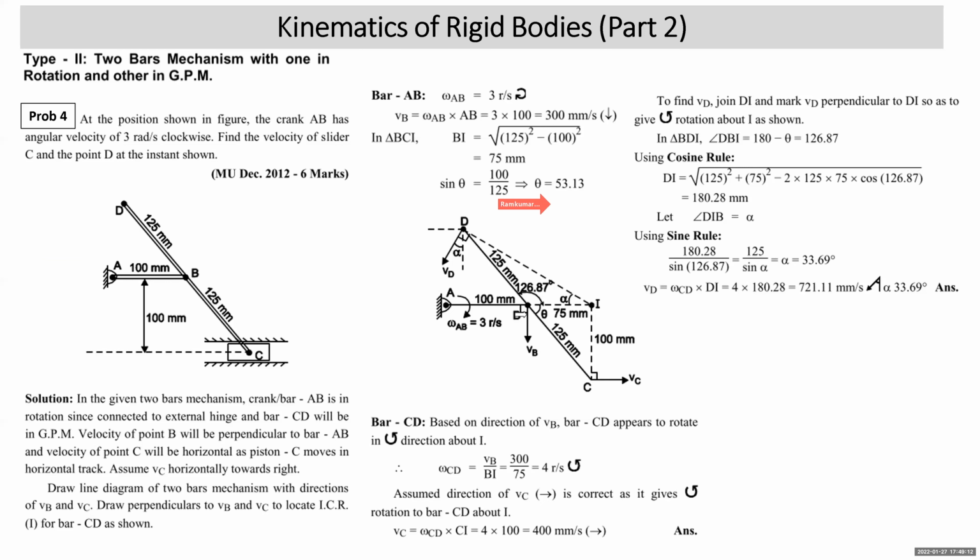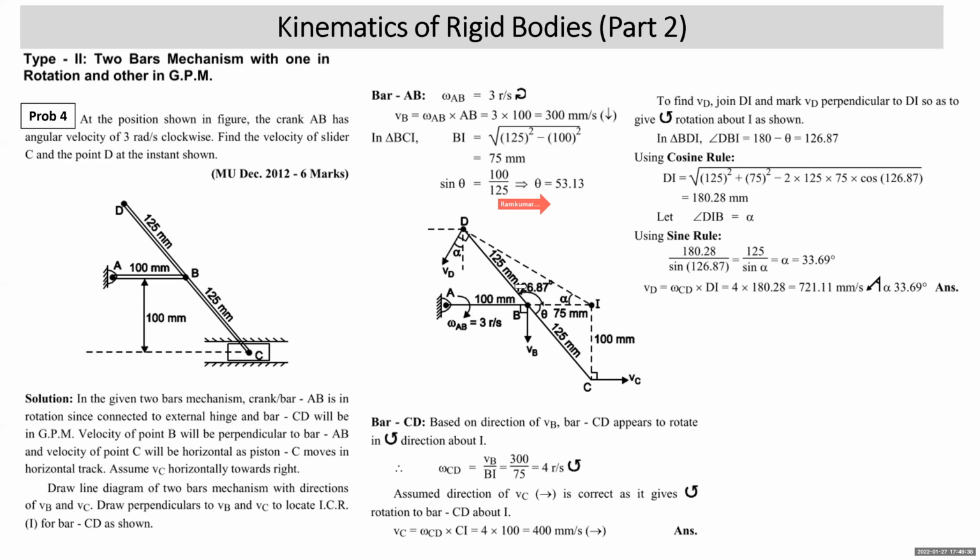Now, in this triangle BDI, BI length is 75, BD length is 125. Included angle between them is 180 minus theta, that is 126.87. So length DI is arrived at. Length DI is square root of, now applying cosine rule, 125 square plus 75 square minus 2 into 75 into 125 into cos of included angle 126.87. Length DI is arrived at.